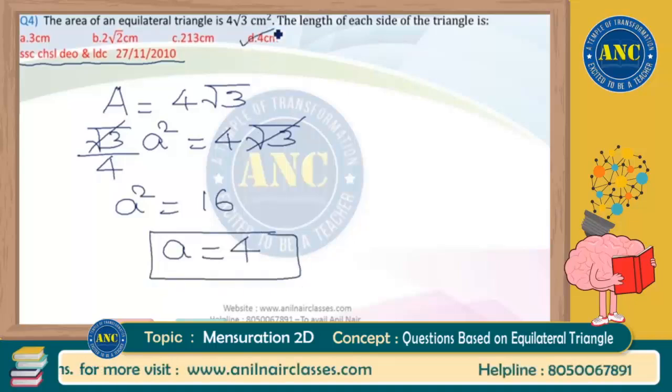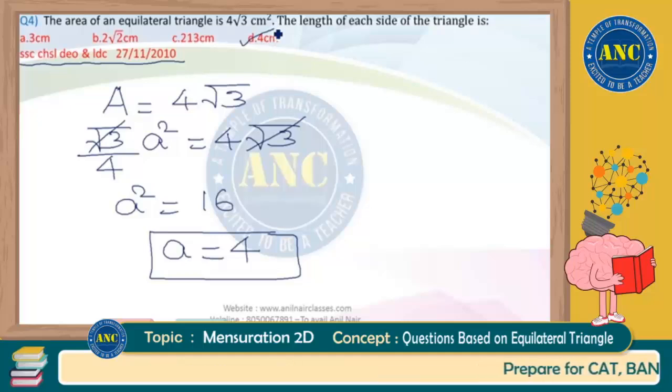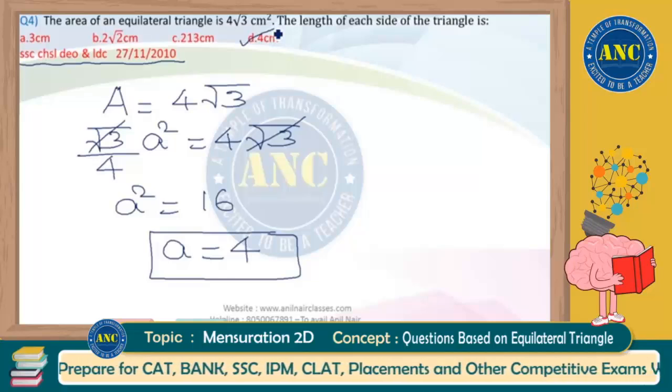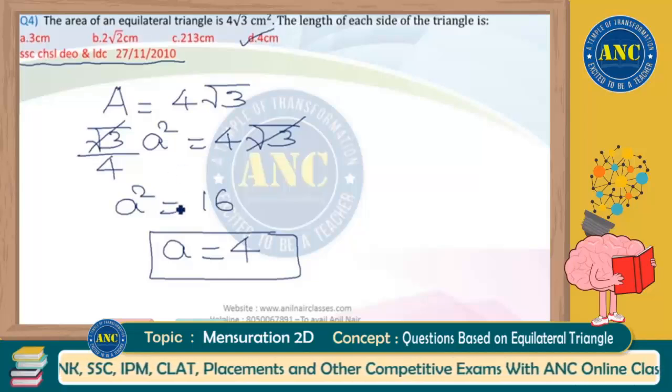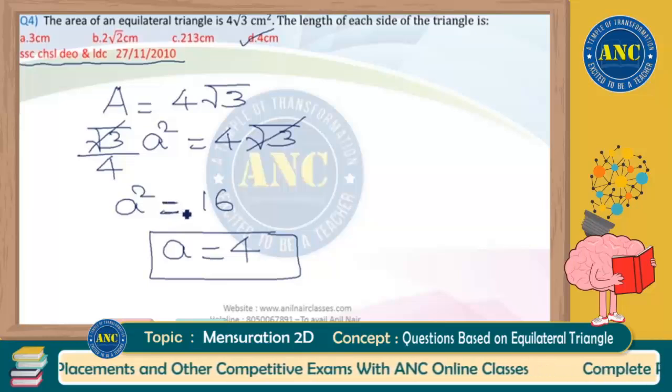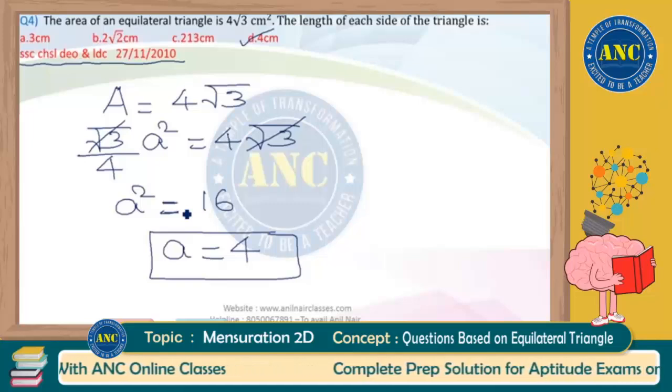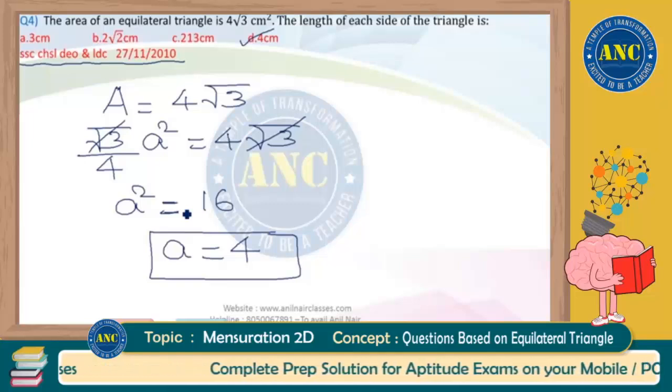And a cannot be minus 4, because the length of any line, will it be a negative value? No, it will not be negative. It should be positive. And anyway, negative values are also not given in the answer options. How can the length of your height be negative? It cannot. Can the length of the pen you are holding in your hand be negative? No, right? So a square is 16, so a is equal to plus or minus 4, but minus 4 is not possible because we are talking about the length of some particular object here. I hope the idea is clear.